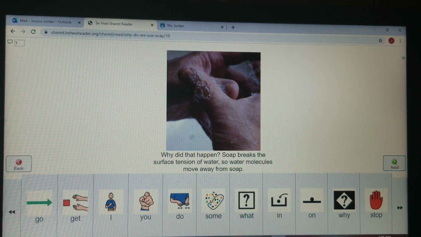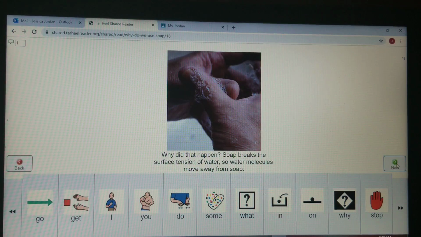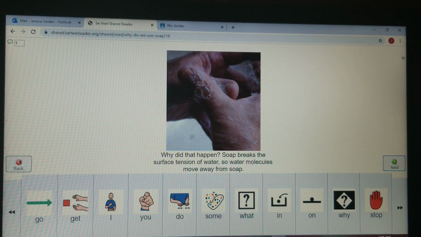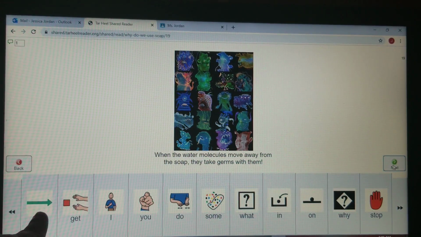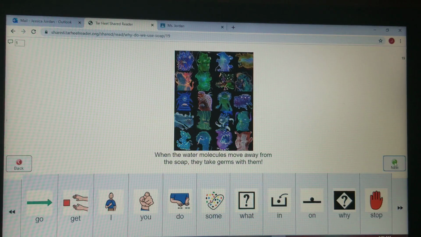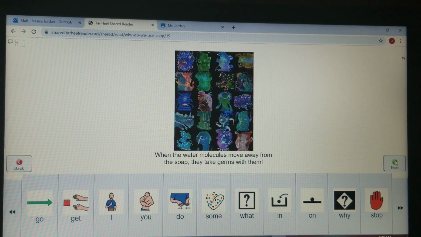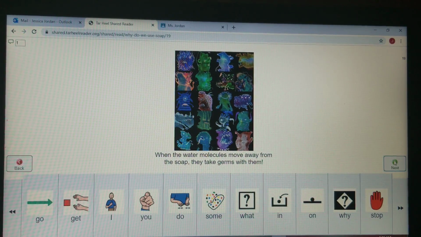Why did that happen? Soap breaks the surface tension of water, so water molecules move away from soap. They go away. When the water molecules move away from the soap, they take germs with them. So the germs go away when the water molecules move away from the soap.